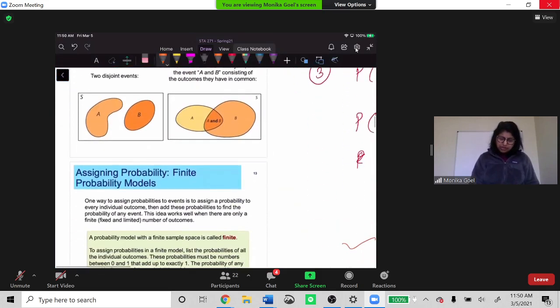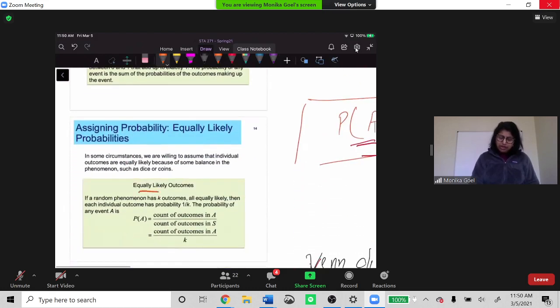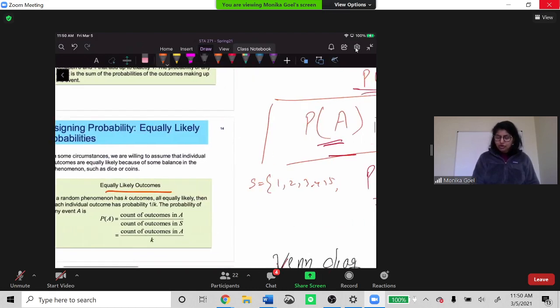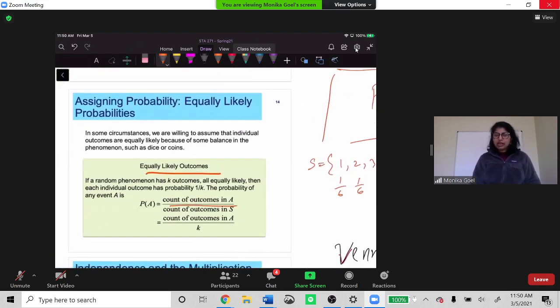We also discuss finite probability models and equally likely outcomes. If you roll a die, you have 6 outcomes: 1, 2, 3, 4, 5, 6. You assign a probability to each outcome, equally likely, 1 out of 6 chance. So you count the outcomes that occur in A and divide by your number of outcomes. One happens only once, so 1 out of 6. We will do another example of how the same question can be asked in a different way and how these probabilities will change in the next class.